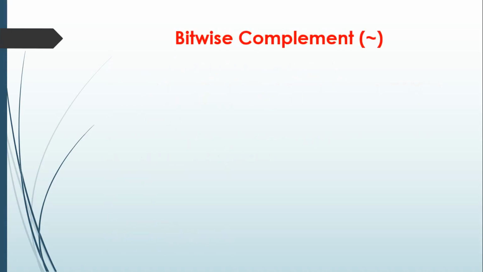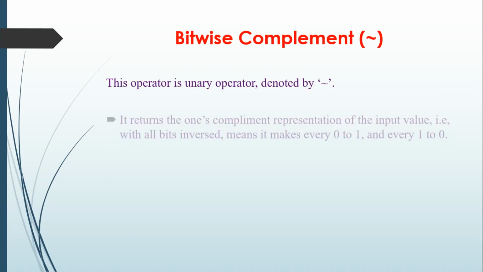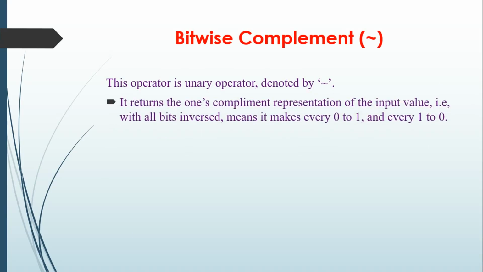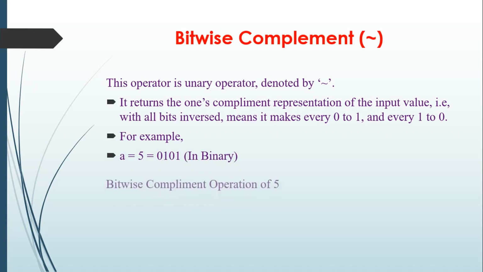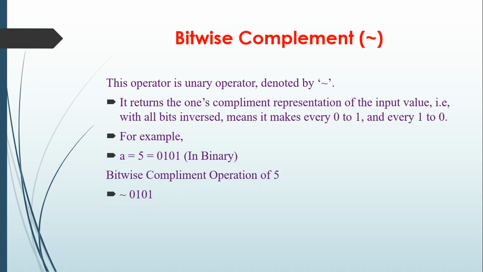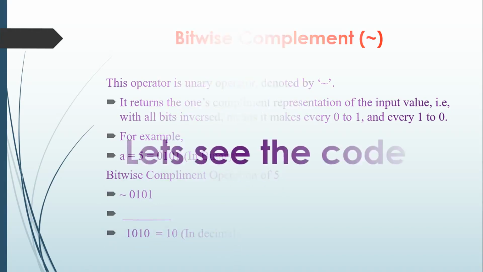Here is another bitwise operator, that is complement. This operator is a unary operator denoted by the complement symbol. It returns the ones complement representation of input values, that is, with all bits inverted, meaning it makes every 0 to 1 and every 1 to 0. For example, A is 0101, then it will convert it into 1010. And the bitwise complement operation of 5 is 1010, that is 10.